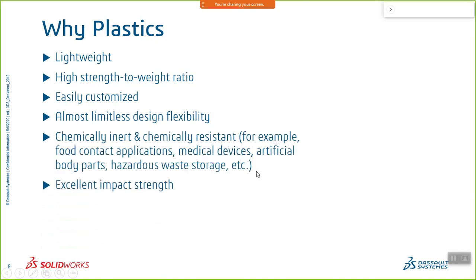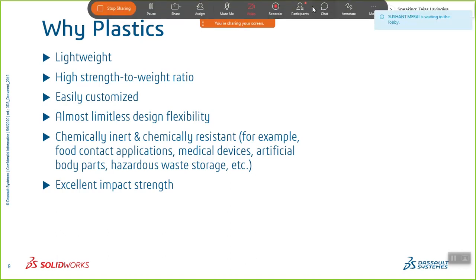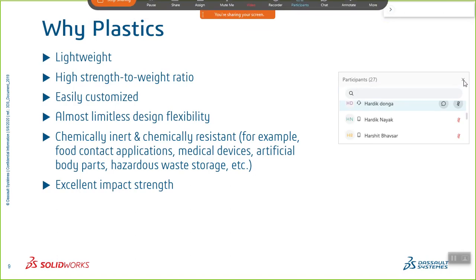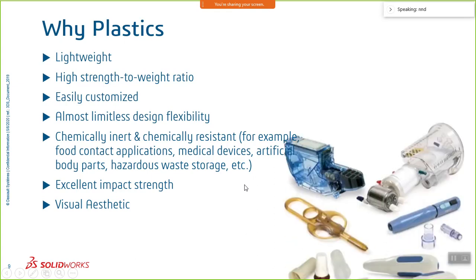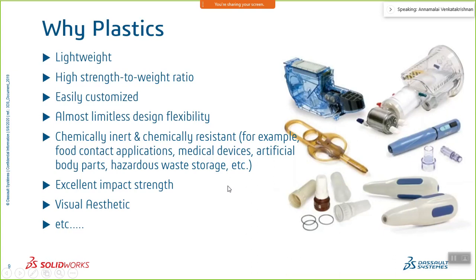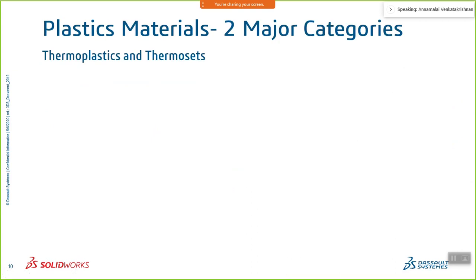They are chemically inert and chemically resistant. That's why most of the parts are used in food contact applications, medical devices, artificial body parts, hazardous waste storage, etc. Right? So these are a few of the reasons why plastics are used. Excellent impact resistance and visual aesthetics. The look should be good, etc. So there are many advantages, or we can say reasons why we opt for plastics.